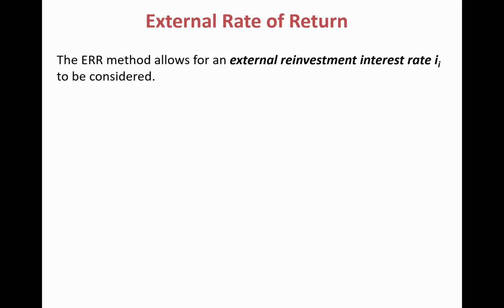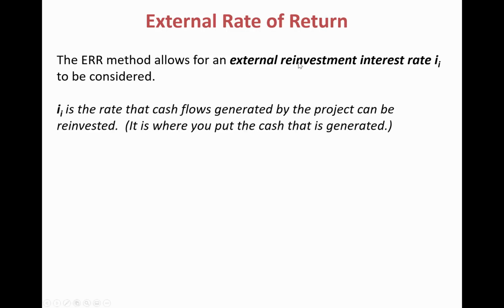And part of the reason why it's a little bit confusing is the abbreviation ERR, external rate of return. That's the same abbreviation for external reinvestment rate. So sometimes people get those two things confused, and those are two different things. The external reinvestment rate is when you're taking the money and putting it somewhere else, it's the rate that you earn in that other location.